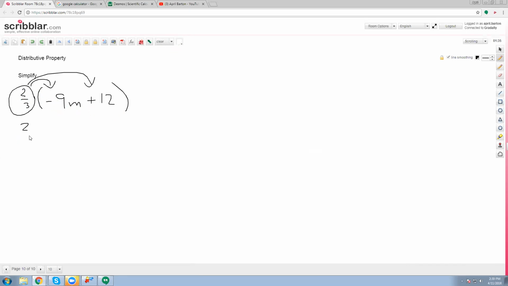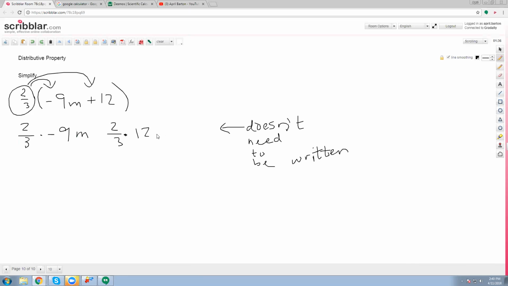So we have to multiply 2/3 times the negative 9m. And this particular step doesn't need to be written. I'm writing it out so you know what's going on. A lot of people just skip to the answer from the multiplication. But I don't want it to just seem like it appeared magically. So we multiply the 2/3 times the negative 9 and also the 2/3 times 12. It gets used twice. So you could do your fraction multiplication by hand.